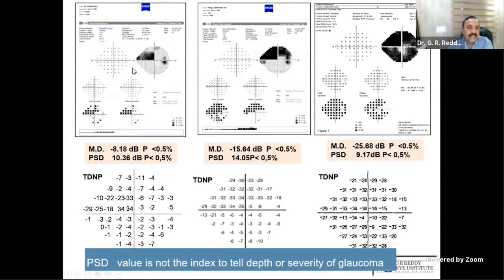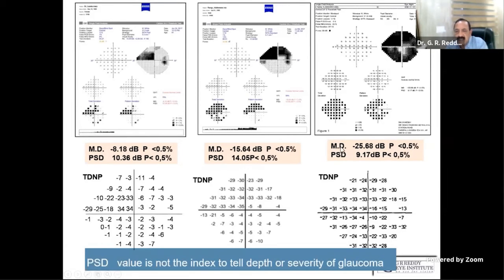Take for example, in this patient with localized scotoma, the mean deviation is -8 and the PSD is 10, no sign in front of it. And the glaucoma progressed, and the mean deviation progressed to -15.64. PSD is also increasing. It tells the dissimilarity, the similarity between the deviation values, how dissimilar they are. Here, 3 quadrants are similar, 1 quadrant is dissimilar, and that is why the PSD is around 10. Here, 2 quadrants are similar and 2 quadrants are dissimilar, and it is 14.